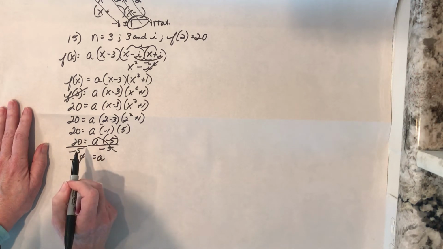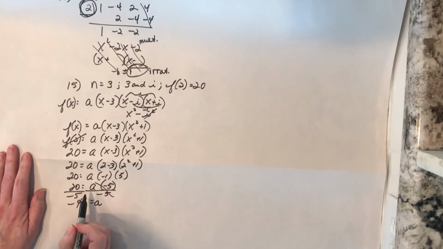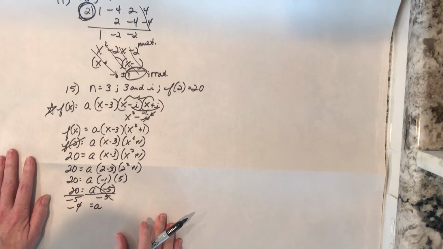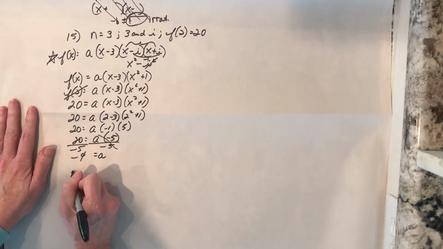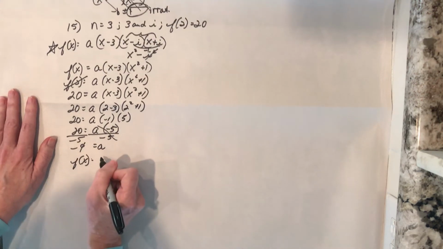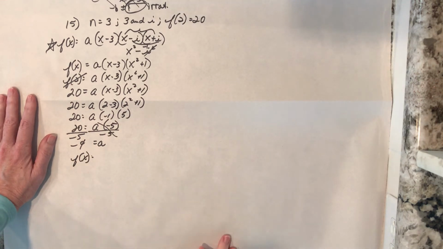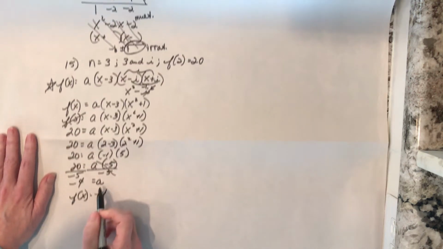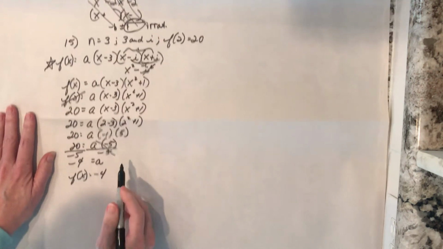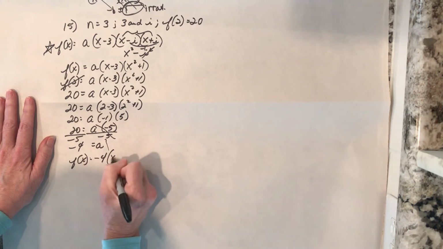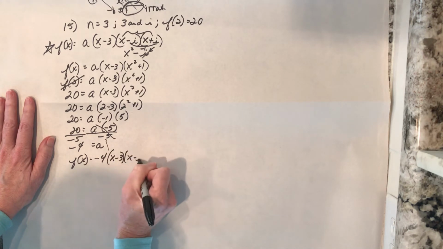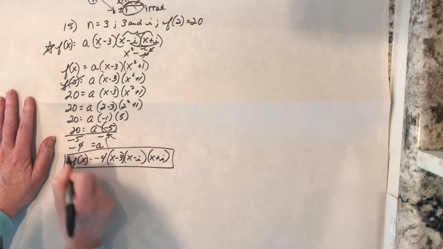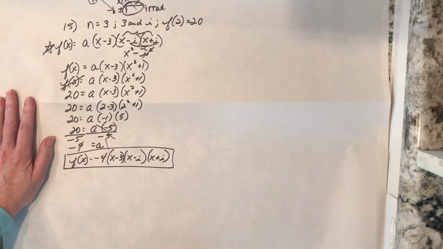Back up, way back up to the top. Way back up here is what we're going to use. So they want you to say f of x equals, let me make sure we're still on the screen. Sure we are. f of x equals negative 4. Put this negative 4 in place of the a, and then x minus 3, x minus i, x plus i. That's what they're looking for as the answer for number 15.